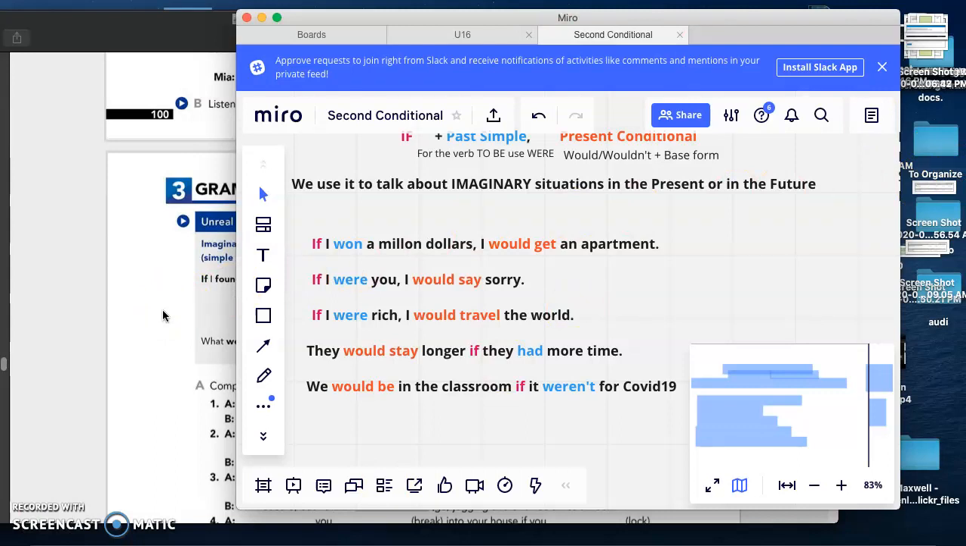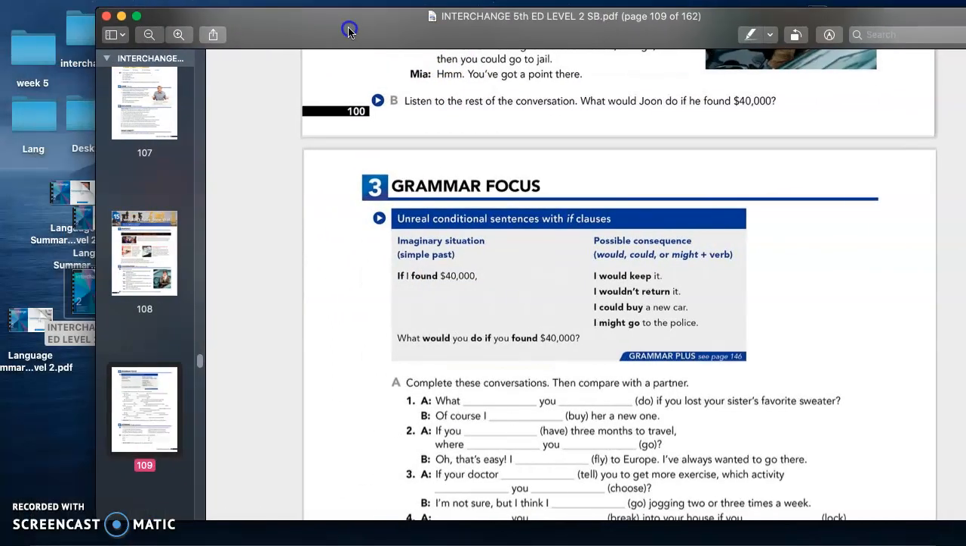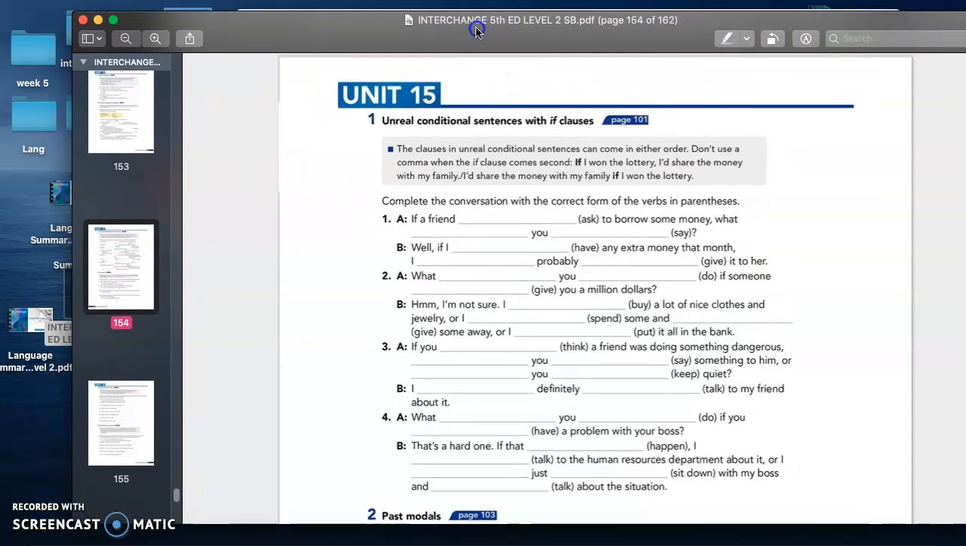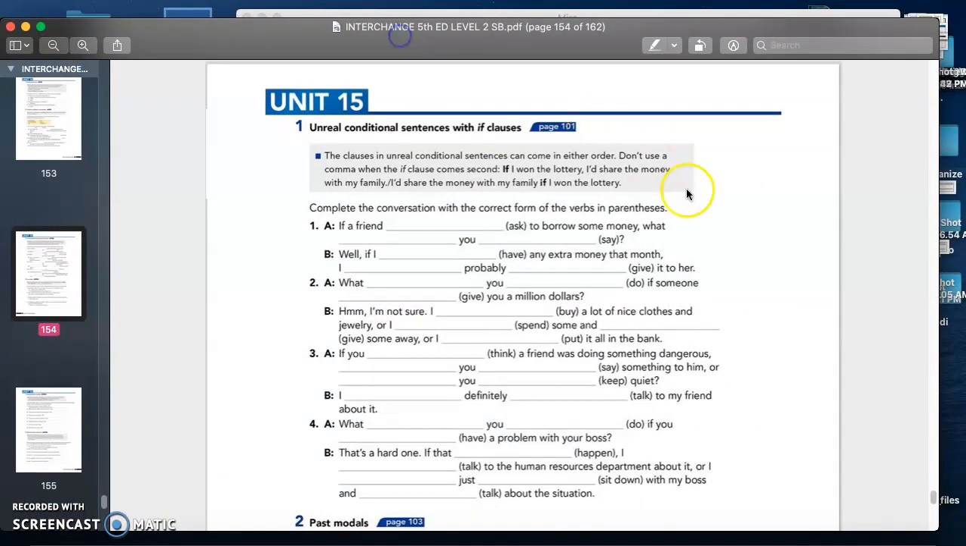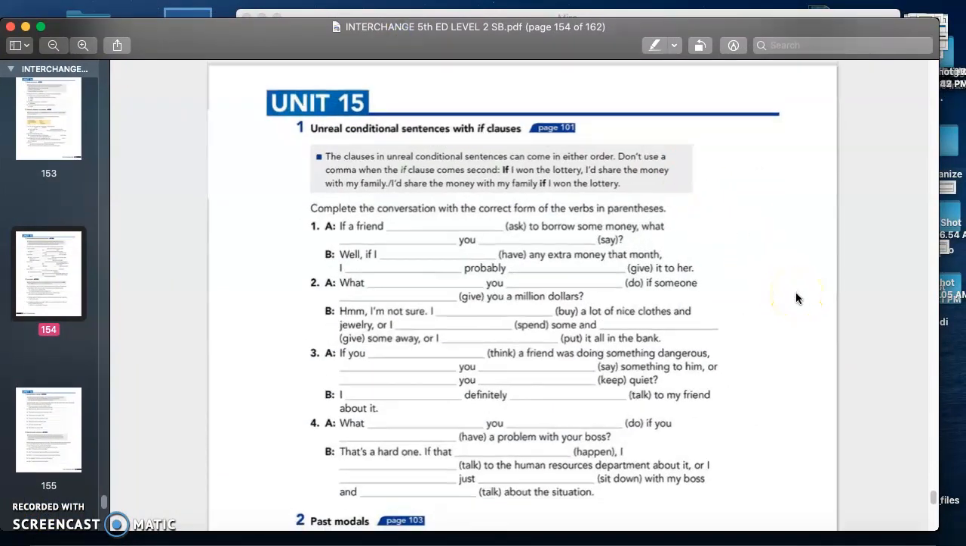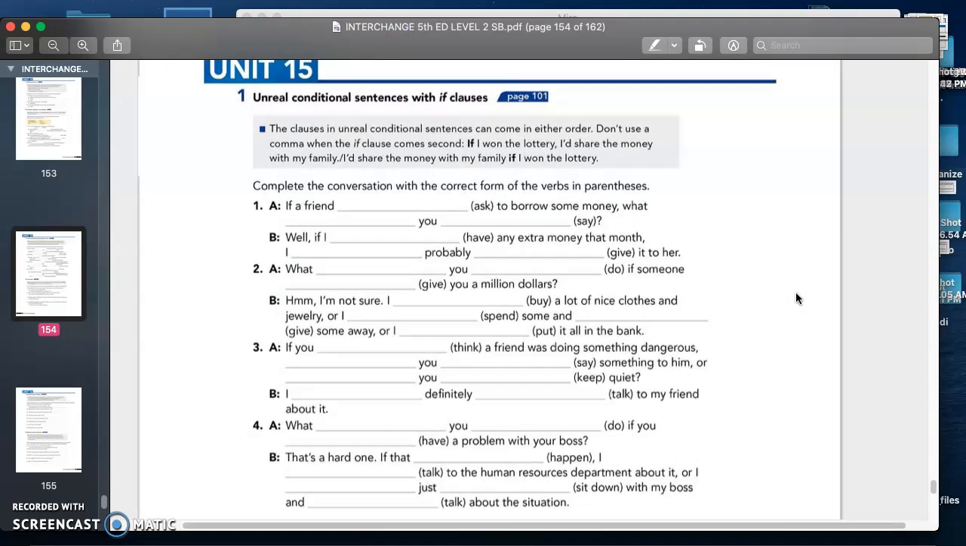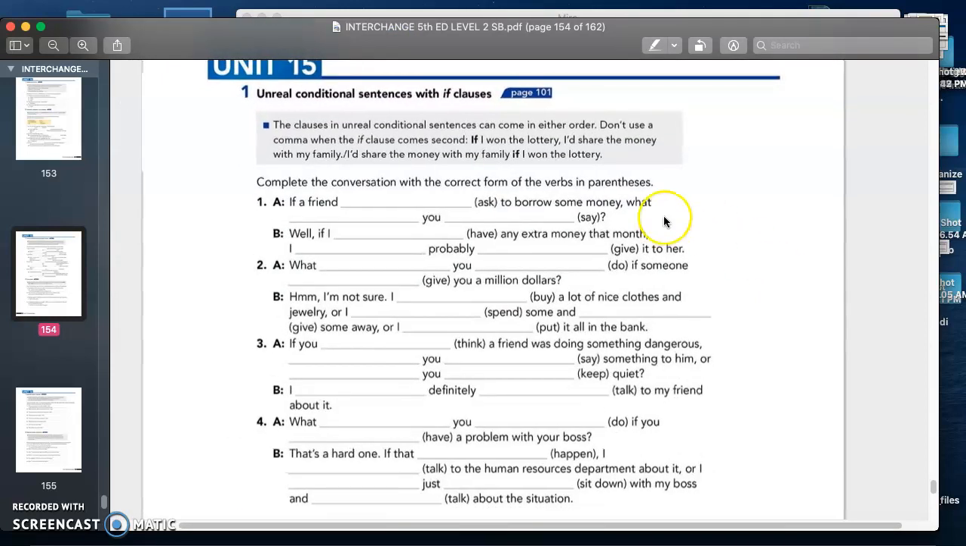If you have any questions, guys, let me know. But basically, you can also just go back into the video and see the explanation one more time if you don't have things clear. So right now, I would like you guys to complete this exercise, which is the Grammar Plus for Unit 15A, on unreal conditional sentences with if clauses.